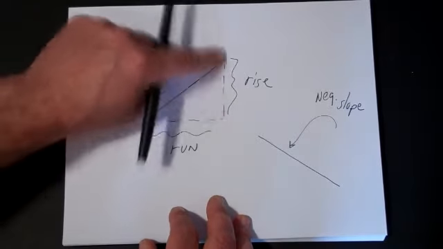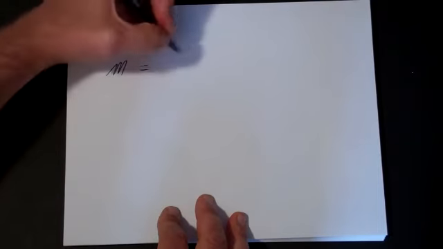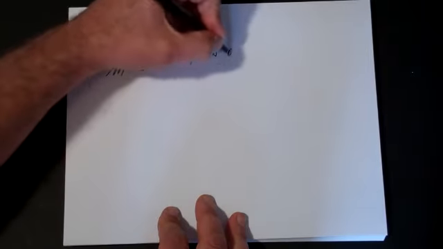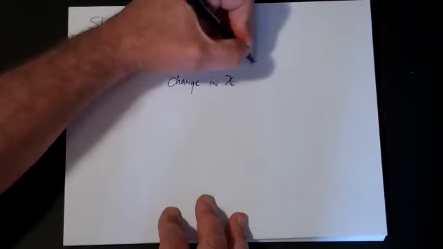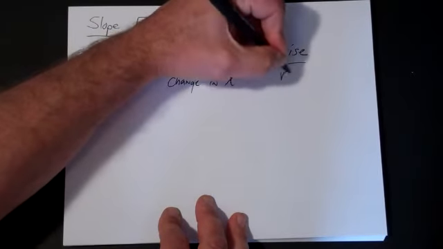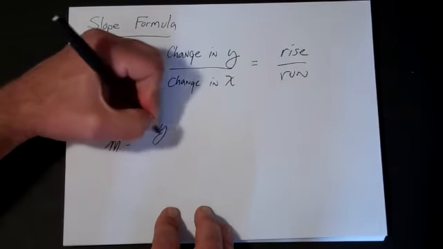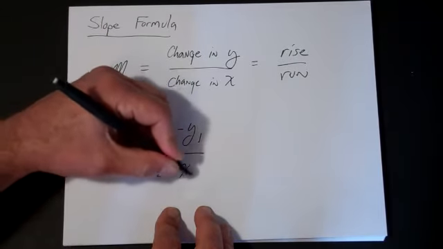And since slope is rise over run, that gives us what's called the slope formula. The slope formula, we use m for the symbol for slope. It's the change in y over the change in x. Or the way many people say it is rise over run. And the formula would be y2 minus y1 over x2 minus x1.